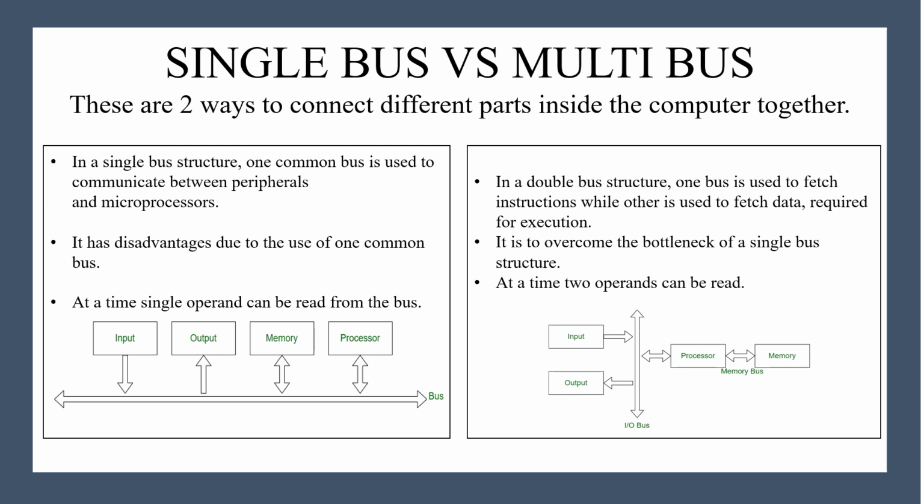Now, the multi-bus. This is an upgrade. It's like having separate routes, one for fetching instructions and another for fetching data. This means faster processing and less congestion. In this image, you can clearly see the structure of multi-bus architecture in which different buses handle different types of communication. In simple terms, we can say that single bus is one lane with more traffic, while the multi-bus is multiple lanes and faster.